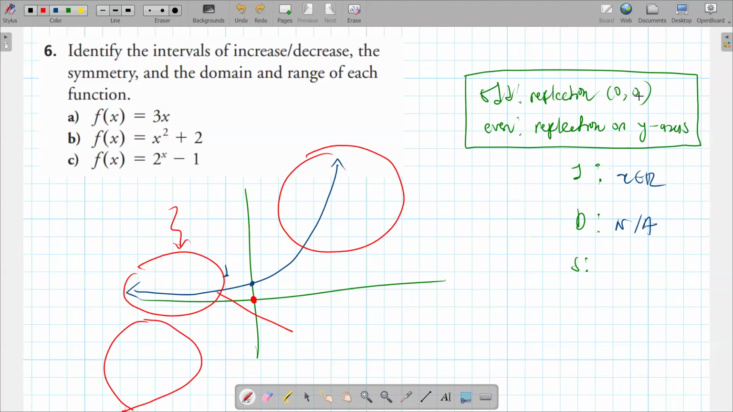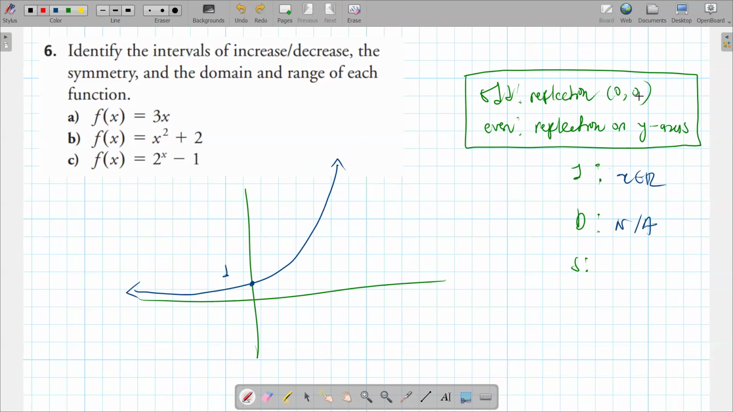Now the question is, is it even? Does this look like it's a reflection on the y-axis? If you put a mirror here and you close your eyes, do you have the same thing here? No, right? So what's the symmetry? Odd, even, neither. Three options. It's neither.